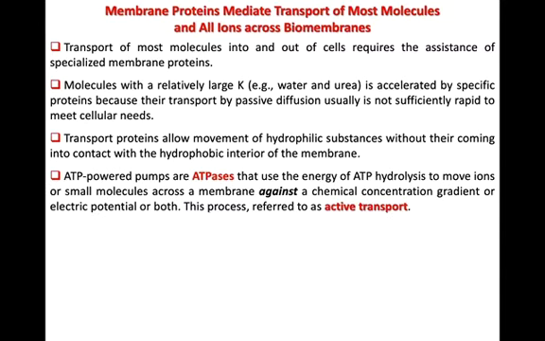For example, ATP-powered pumps are ATPases that use energy from ATP hydrolysis to move ions or small molecules across the membrane, but against a chemical concentration gradient, or against an electrical potential, or against both of them. This process is called active transport. So now we understand that active transport majorly differs from passive transport in that it uses energy from the breakage of ATP. And usually the cell uses active transport when it wants to move ions or molecules against their concentration gradient. That means it moves from low concentration to high concentration.